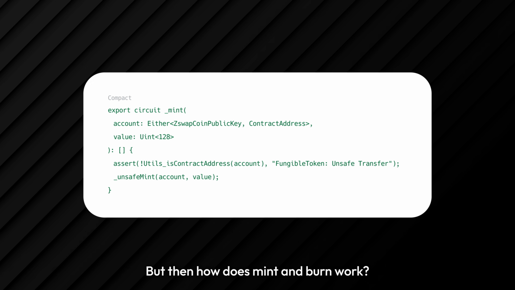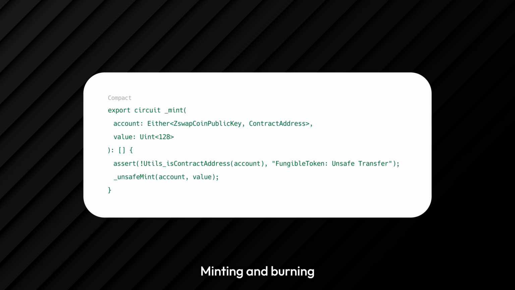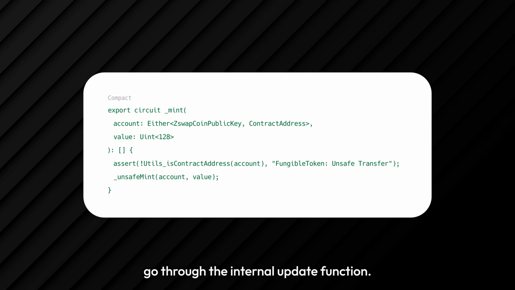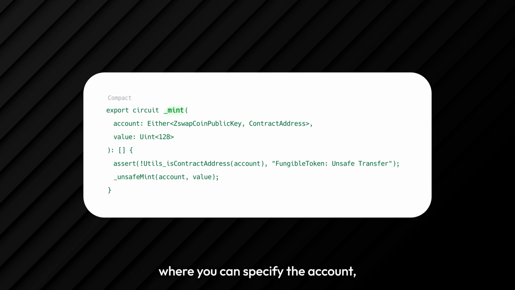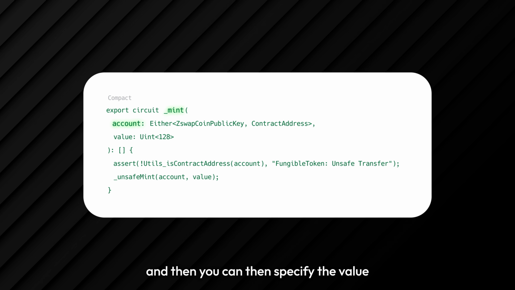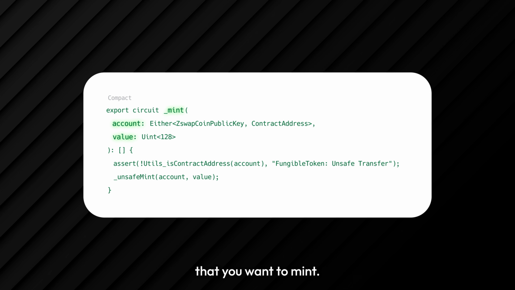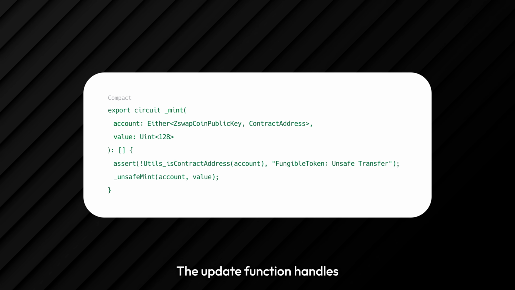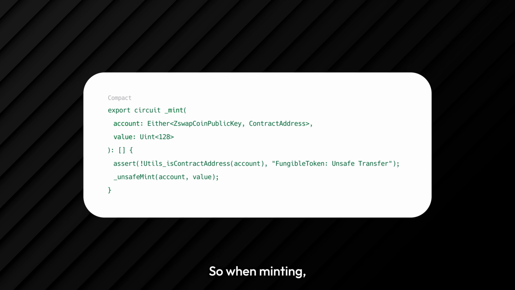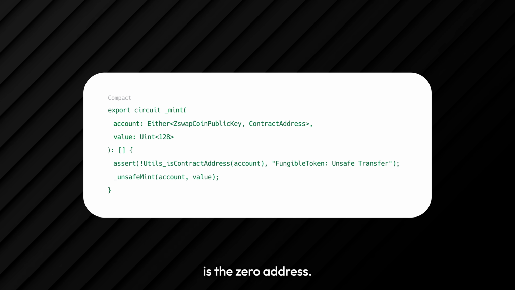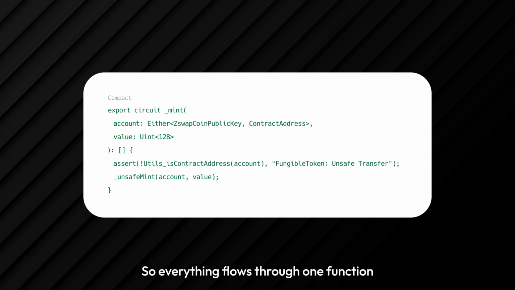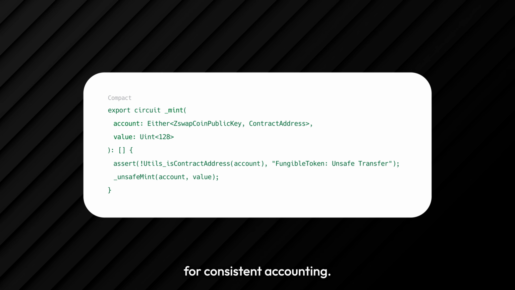But then how do mint and burn work? Minting and burning go through the internal _update function. So there's the _mint function where you can specify the account and then the value that you want to mint. The update function handles all balance changes. So when minting, from is the zero address, and when burning, to is the zero address. Everything flows through one function for consistent accounting.